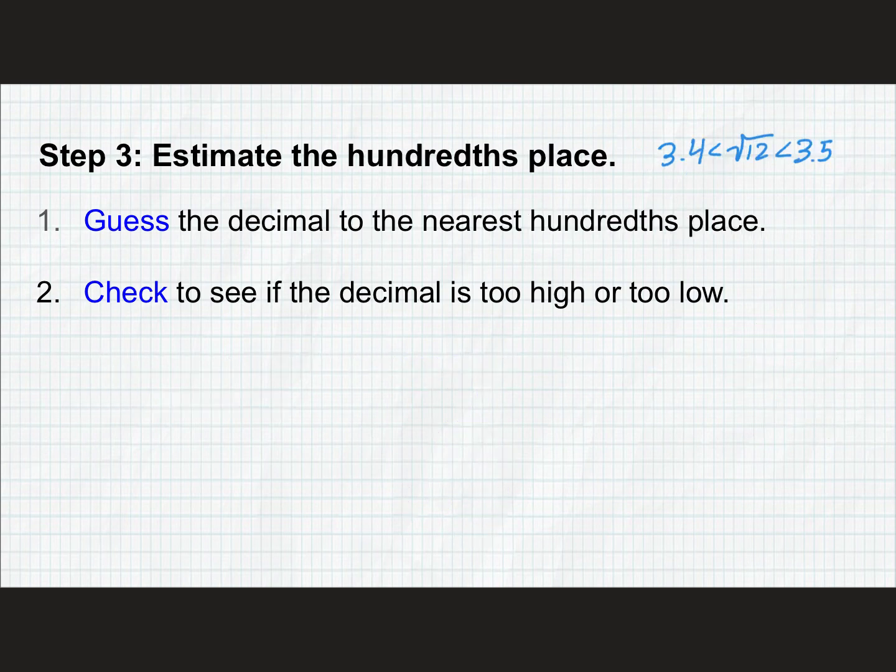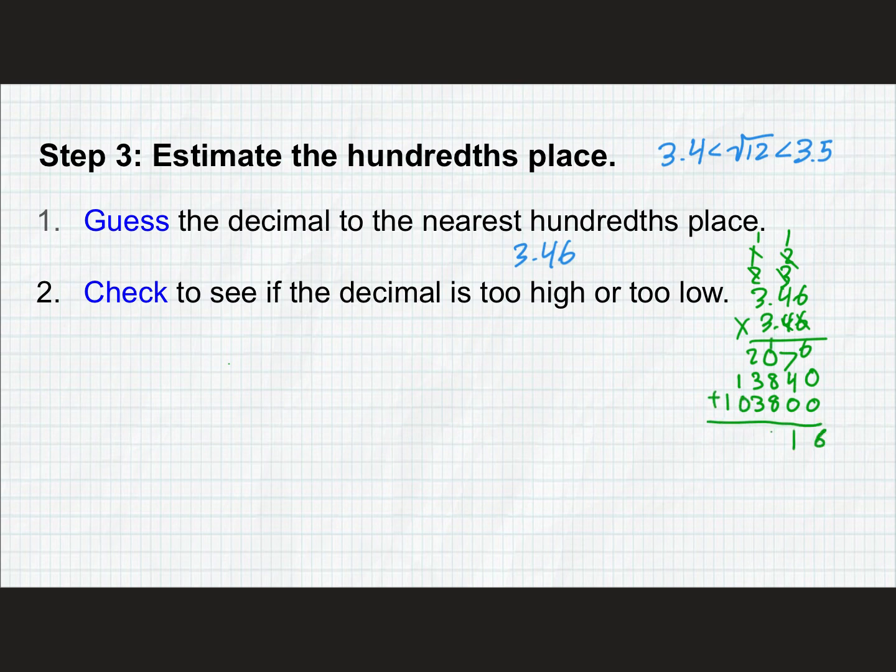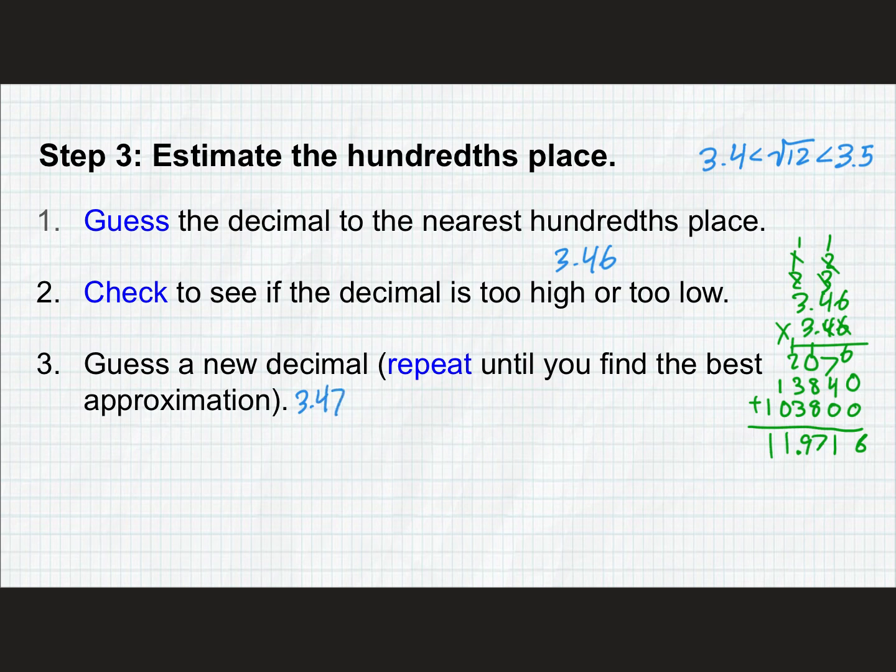We can now guess the decimal to the nearest hundredths place. I'm going to guess 3.46 because 12 is a little bit closer to 12.25. Now let's multiply 3.46 by 3.46. Remember, do this by multiplying 346 by 346, and then once you're done multiplying everything and adding it up, you'll need to place the decimal in the correct place. We have 4 decimal places here, so there will be 4 decimal places in our answer. That is 11.9716. So 11.97 is really close to 12, but let's just try 3.47 to be safe.